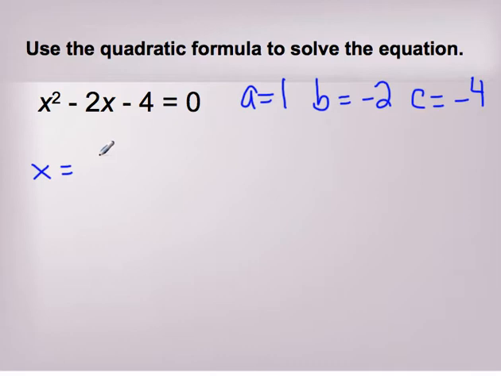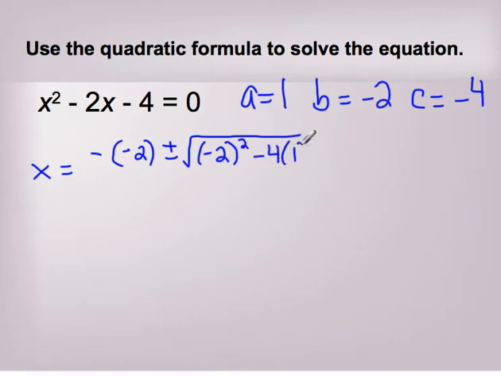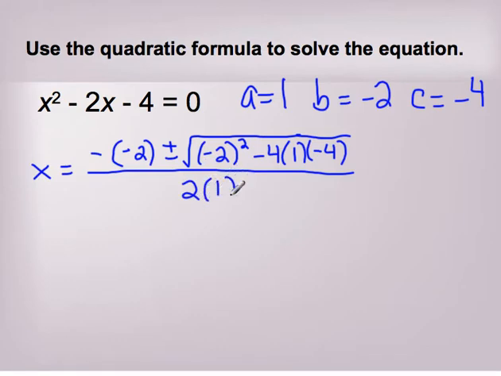So now if I wanted to solve using the quadratic formula, I would take the opposite of b, or you could write negative negative 2, because it's negative b, plus or minus the square root of b squared, and when I have a negative b, it's got to be in parentheses, minus 4 times a is 1 times c is negative 4. Okay, we'll complete that square root. And then this is all over, so take that line all the way across, all over 2 times a, which is 1.